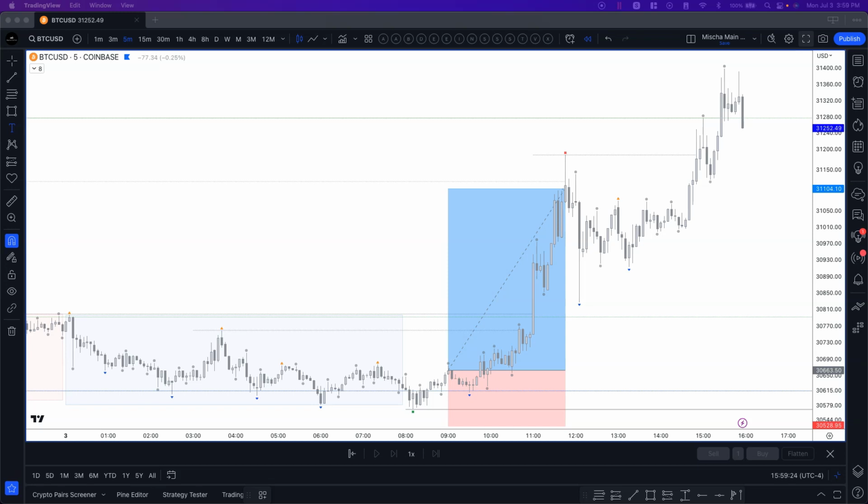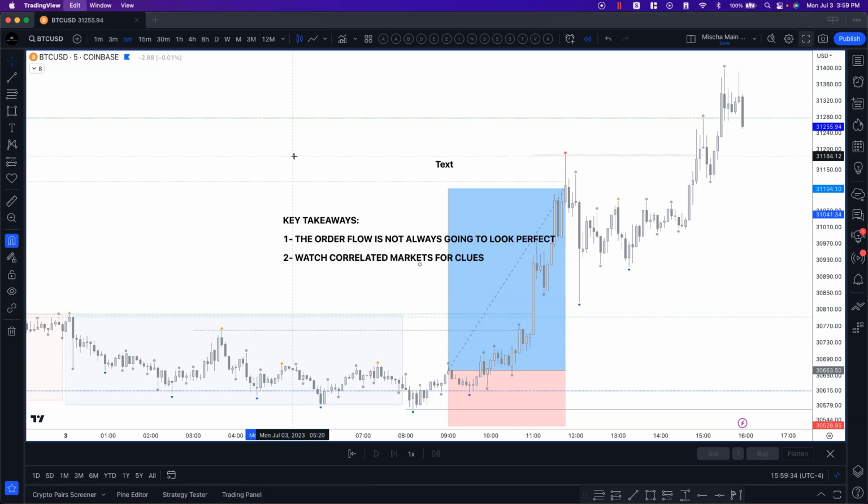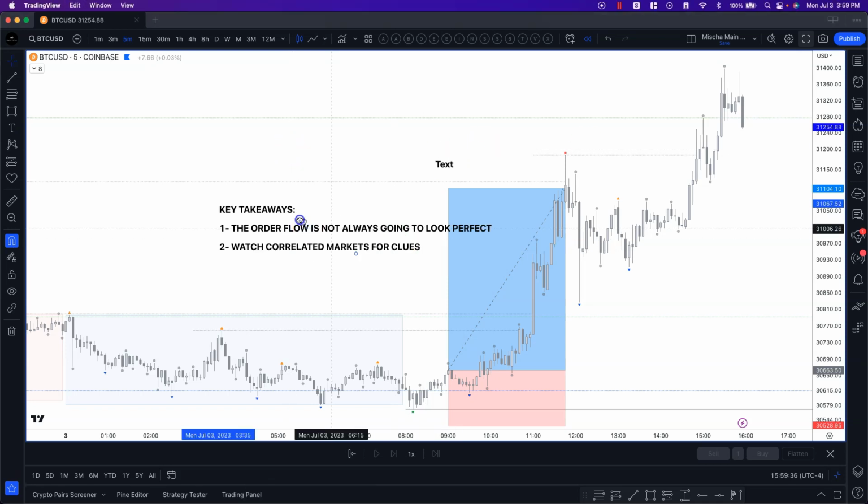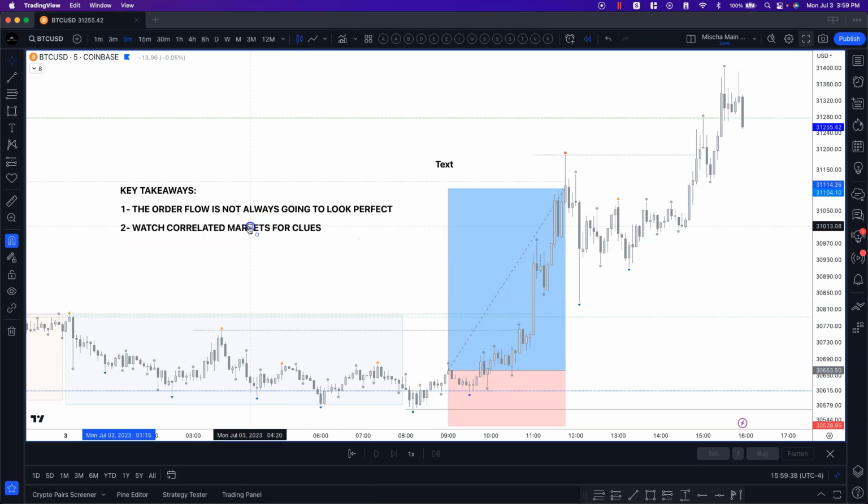And we're going to go with, I have the takeaways written down, guys. I'm just copying the information and then I will paste it on this chart. So right here, and I can come in and boom. So key takeaways. Number one, the order flow is not always going to look perfect.